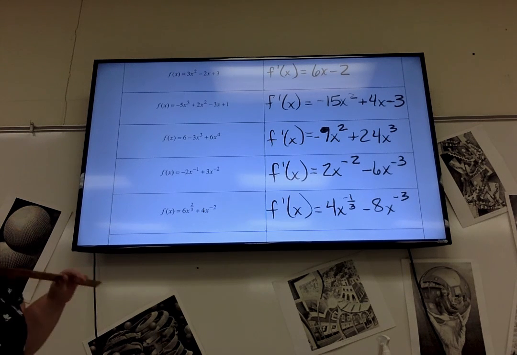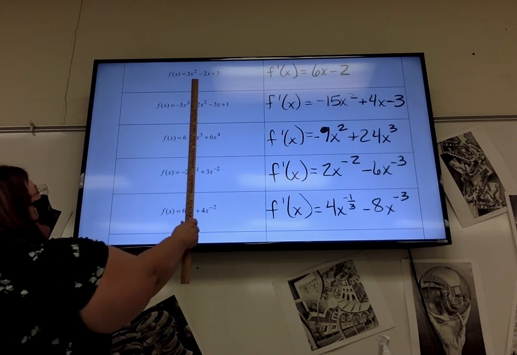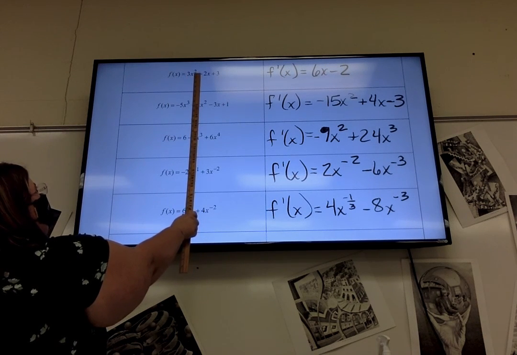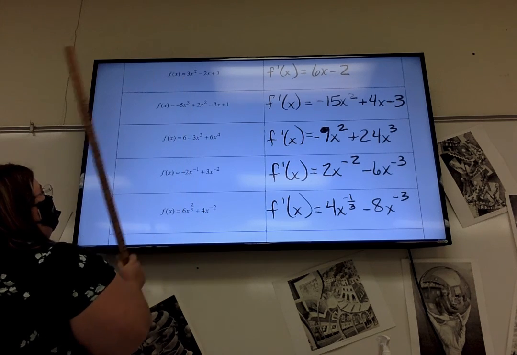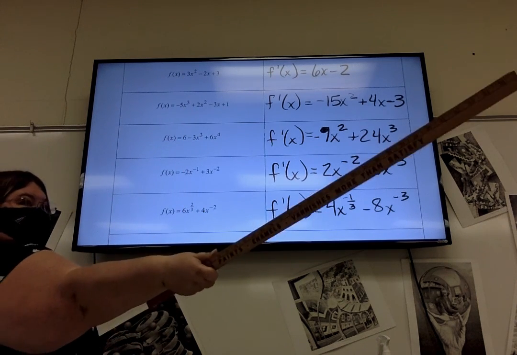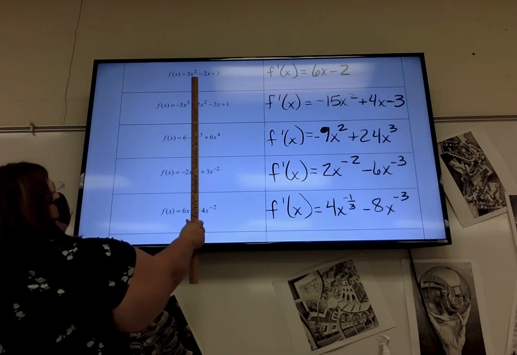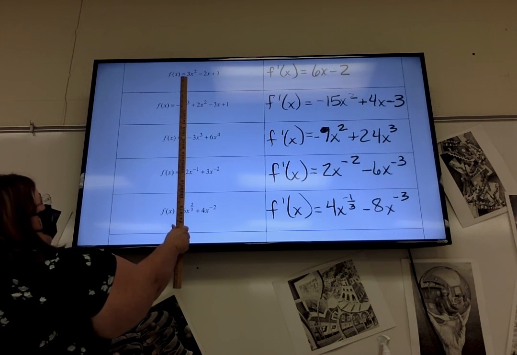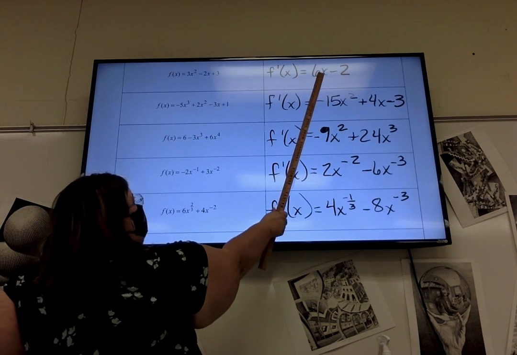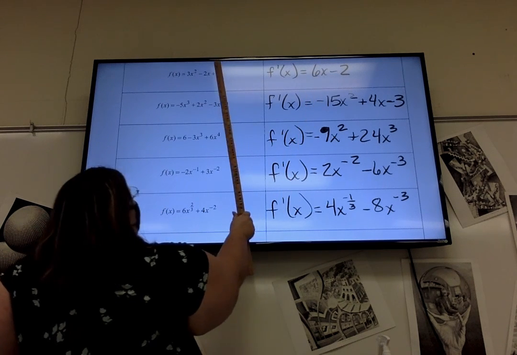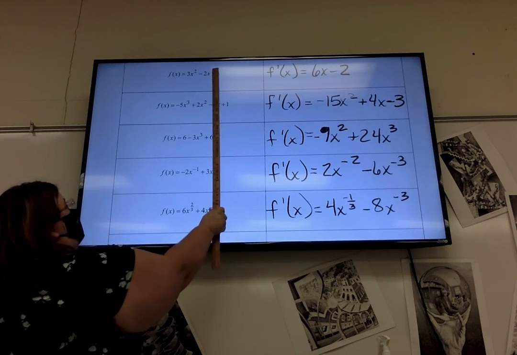You multiply the exponent by the leading coefficient, then you decrease it by 1. So 2 times 3 is 6, and I lower this exponent by 1, so it's x to the first. What exponent's here? 1.